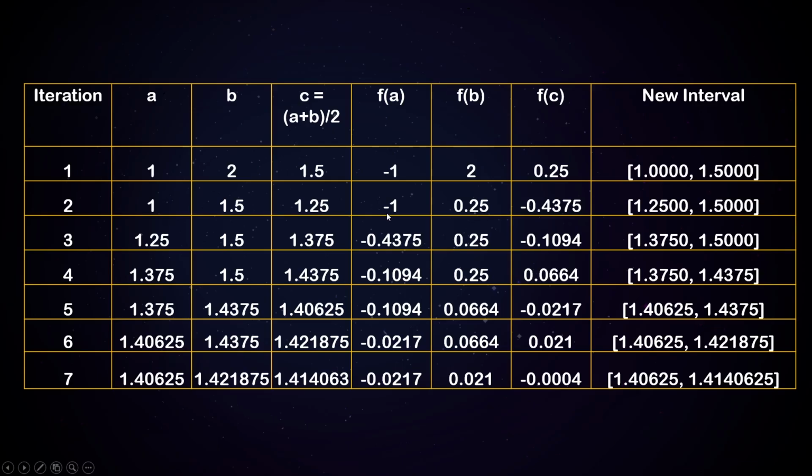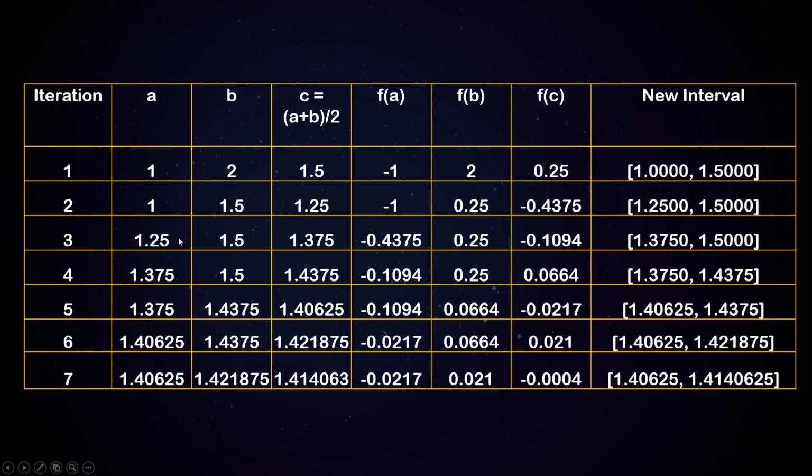f(a) is minus 1 till now, and f(b) is 0.25. This is the new b, and f(c) is calculated at 1.25, which is negative. That means a is replaced by this c. That means the new root is between 1.2500 and 1.5000.